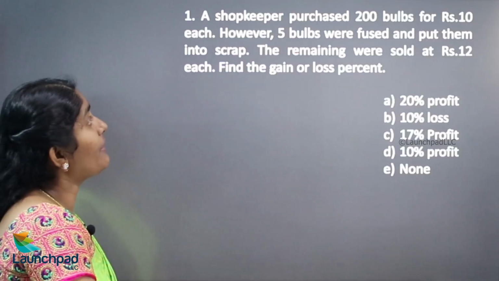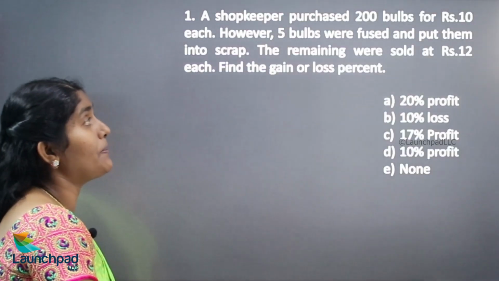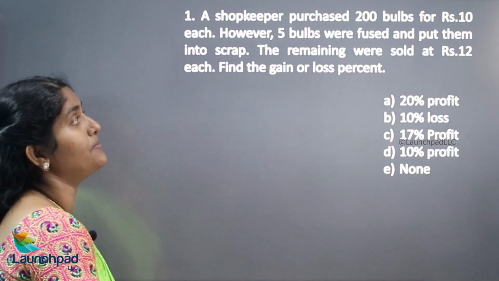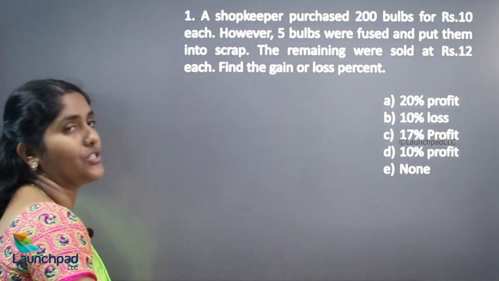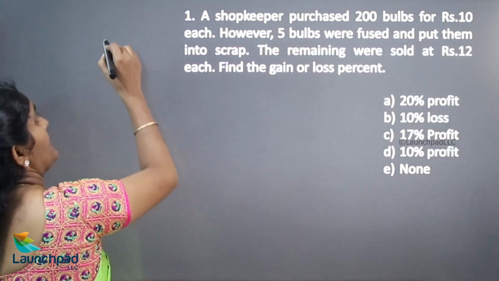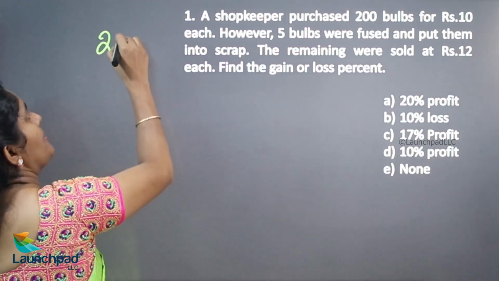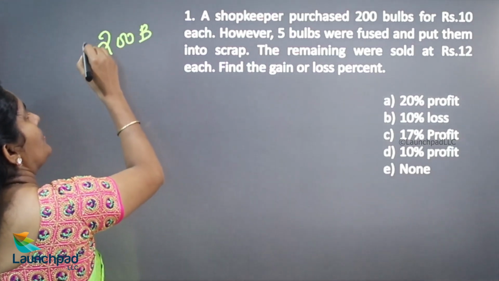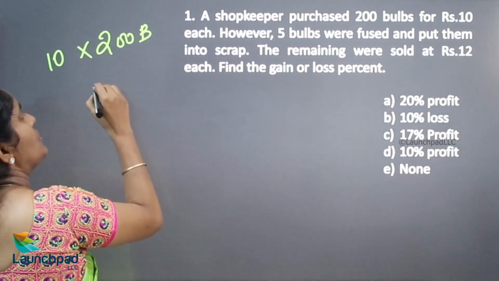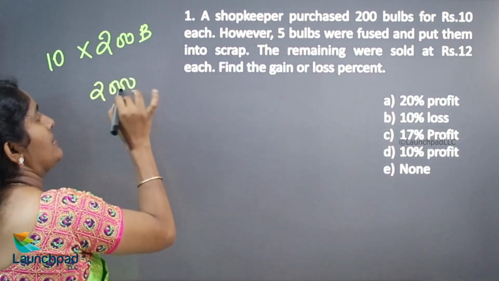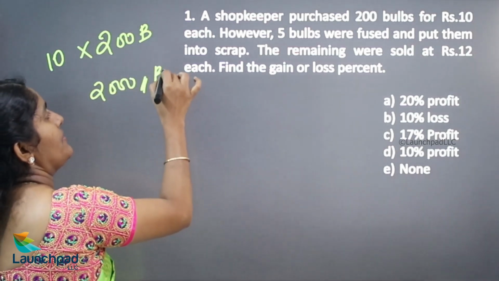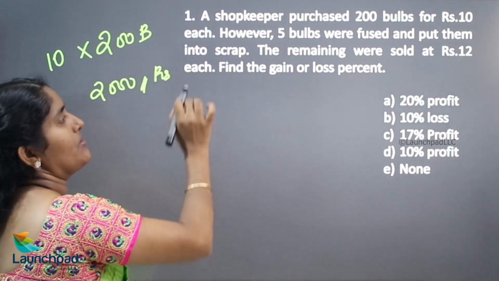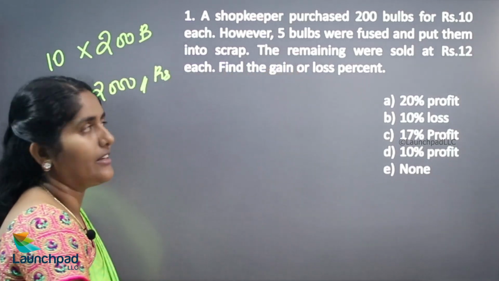In this video, we are going to see the next type of profit and loss concept. The question is: a shopkeeper purchased 200 bulbs for rupees 10 each. So for 200 bulbs at 10 rupees each, he spent 2000 rupees. That is the information we get from reading the first line of the data.